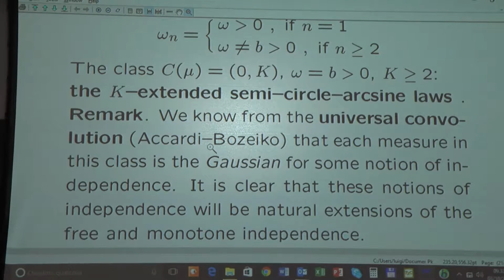Starting from 3 on, we don't know anything about the structures of 0,K measures for K greater or equal than 2, for example the Fermi-Dirac density. They are really the simplest possible classes of probability measures, but we know very, very little about them. And of course, we know from general theory, I will not discuss it here, that these measures correspond to the Gaussian for some notion of independence. Which is the notion of independence? We know that for semicircle it is free independence. For arcsine it is monotone independence. And already for K equal 2, we don't know what kind of independence concretely is associated to this measure.